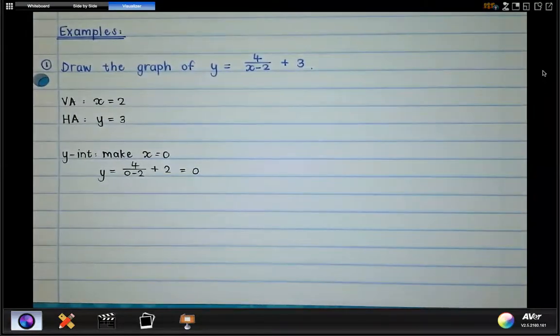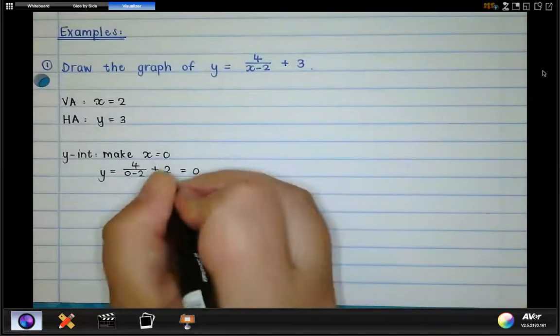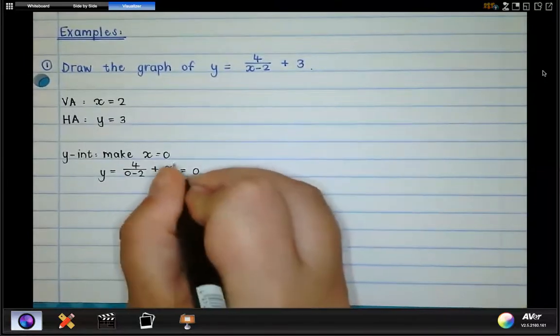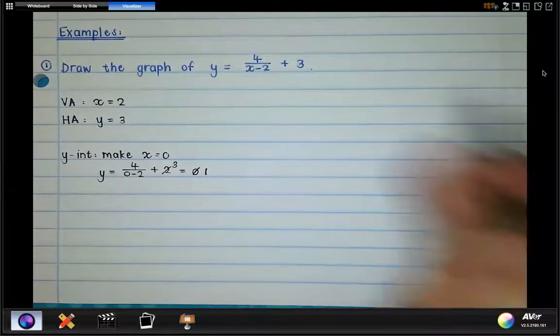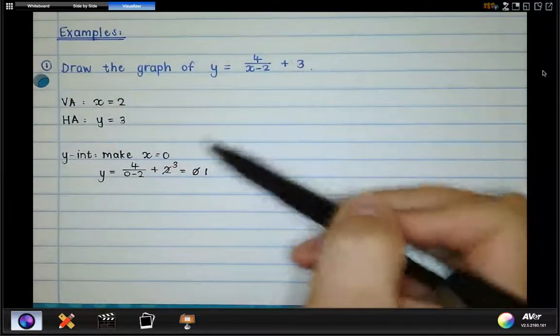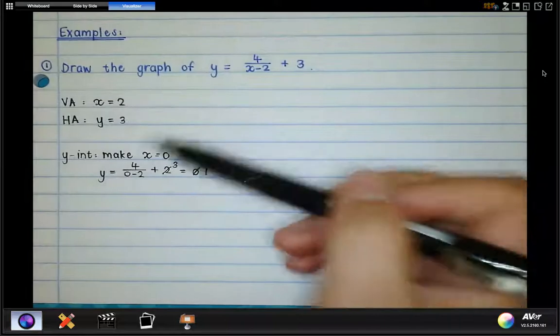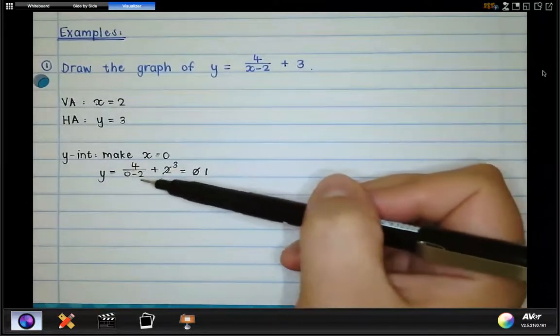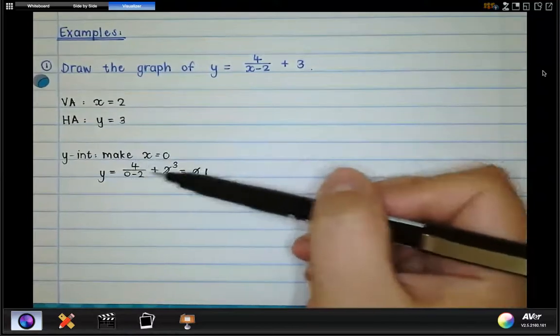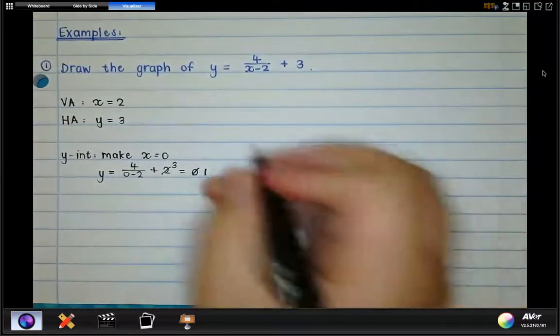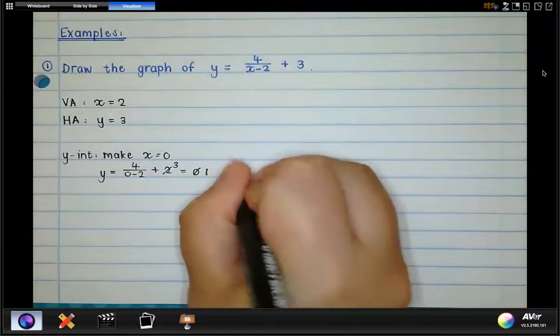Is that right? Oh, I wrote this wrong. Sorry, that should actually be a 3, which will make this point, that value 1. My apologies. Do you see it was a +3? I wrote +2. Okay, so it should be 4 over 0 minus 2 plus 3. Okay, so -2 plus 3 is then 1. So our y-intercept is the point 0, 1.